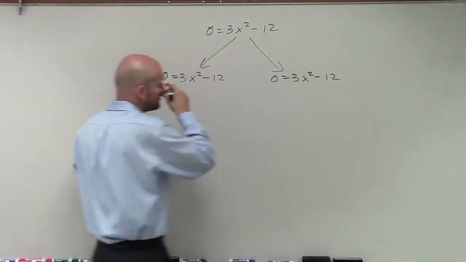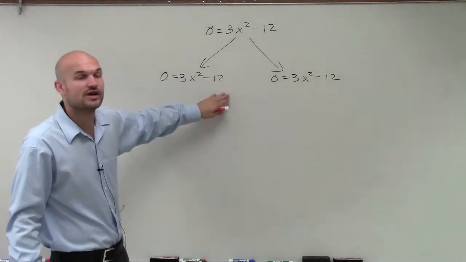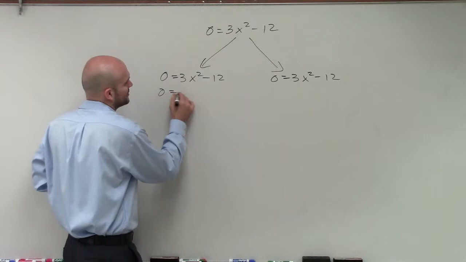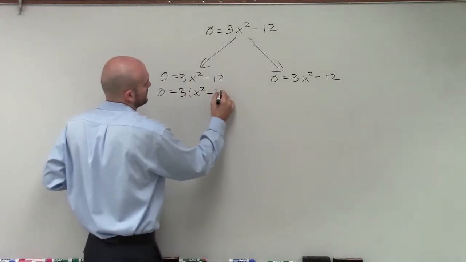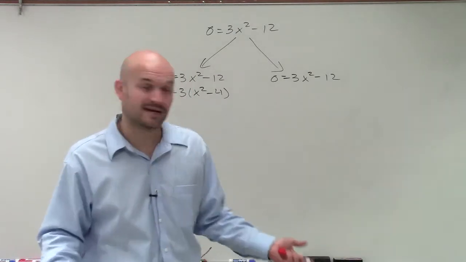Now, if I automatically see this as being, I can factor out a 3, because both my two terms share a positive 3, I'll go ahead and factor it out. Now, let's say I'm just trying to do my problem, and I don't notice that I can factor out a 3, and that's fine. All right?